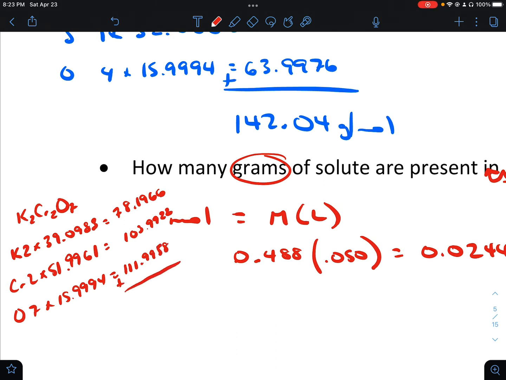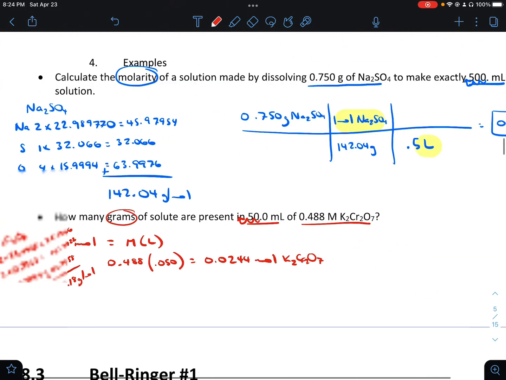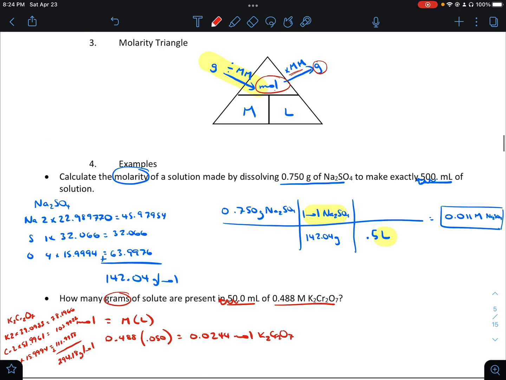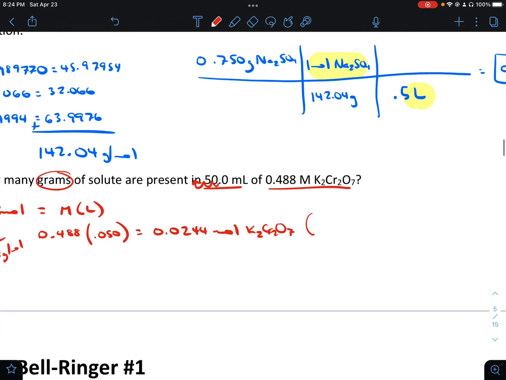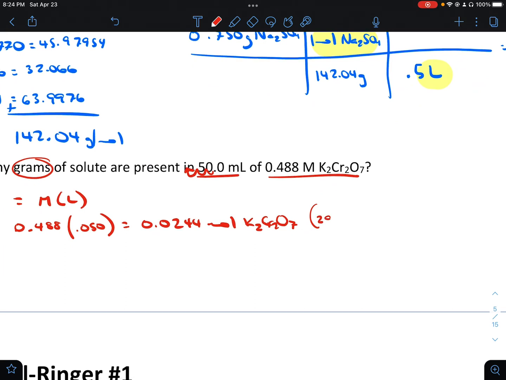Again, notice I have not rounded yet. And we're going to get 294.18, and that's our grams per mole. And so to get from moles to grams, look back up there, moles to grams, we're going to multiply by the molar mass. So we can just multiply by our 294.18, or that number that's just in our calculator, right?